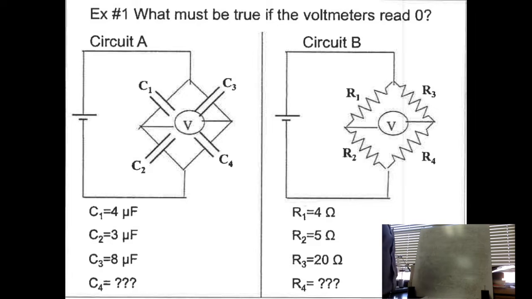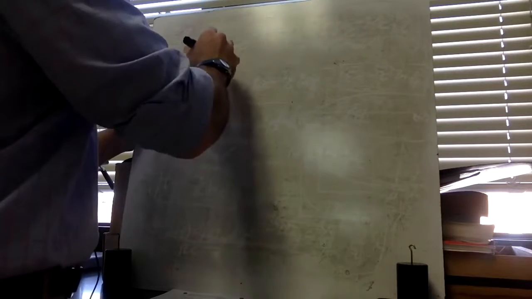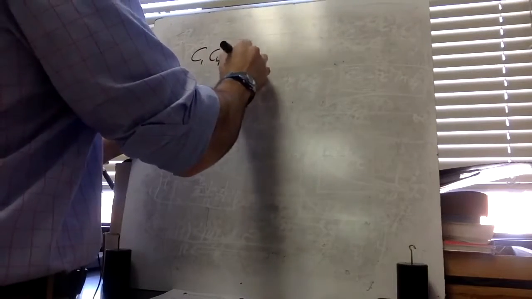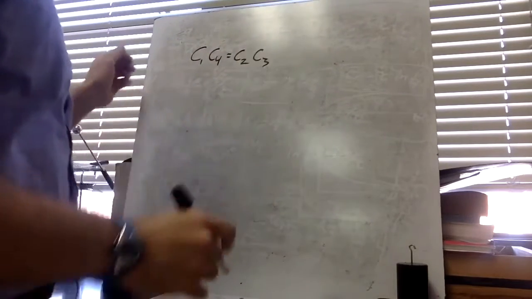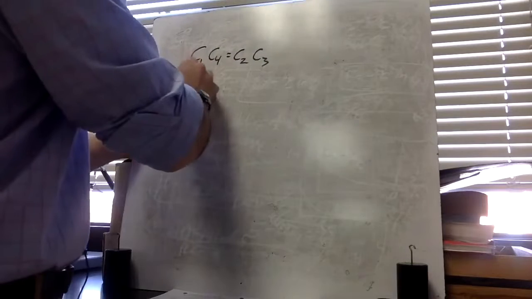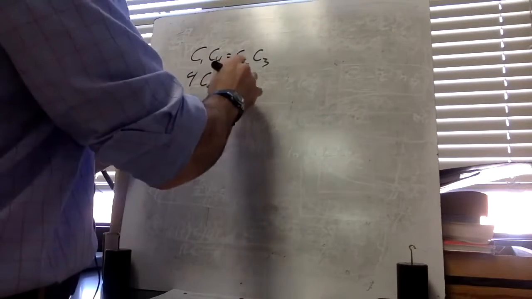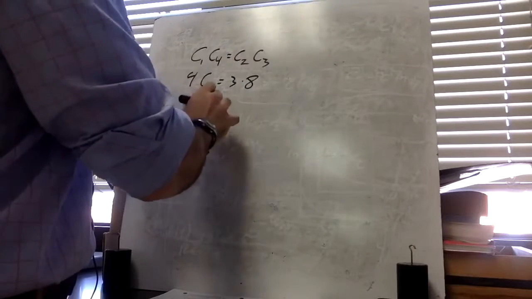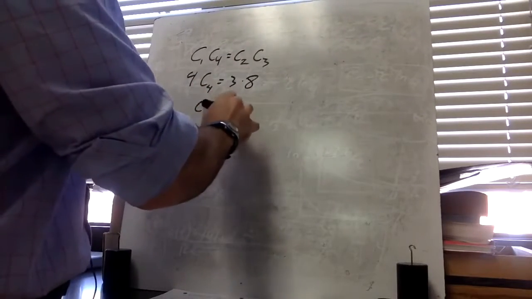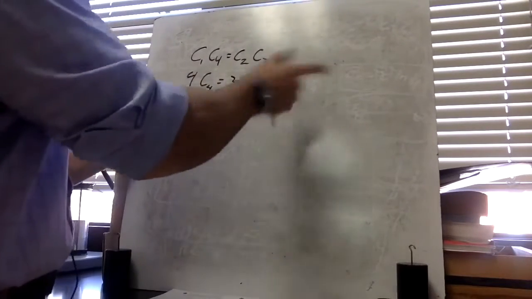We had kind of a formula for this before. For circuit A, with the capacitors, it was that C1 times C4, the diagonals times each other, is C2 times C3. So if you plug in your values, this is 4 times C4, that's what we're looking for, and this is 3 times 8. So C4 ends up being 6 microfarad. These are all microfarad.